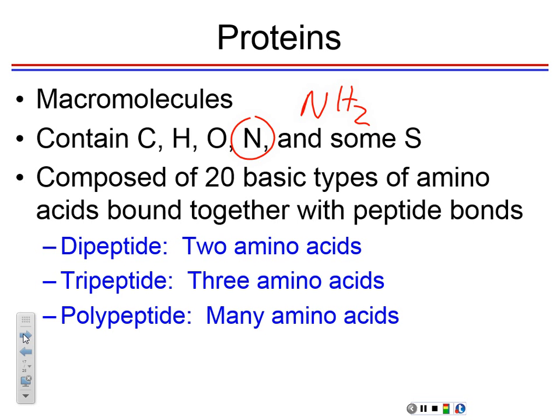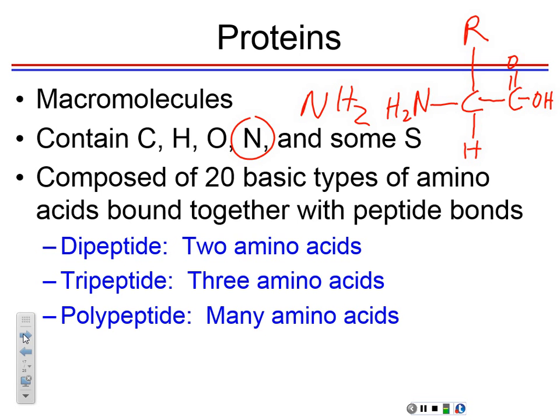There's 20 different kinds of amino acids based on what is called the R group. An amino acid has got the same basic structure. So it's got the carboxyl end, and then it's got the amino end, or the amine end. What makes the amino acids different is what's attached here, what is called the R group. The R group can be as simple as hydrogen.